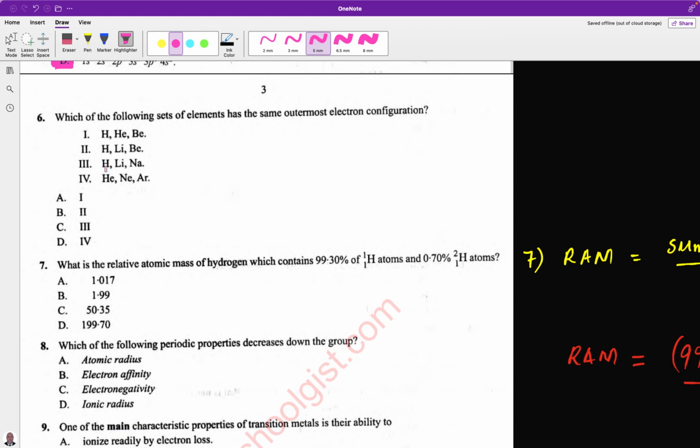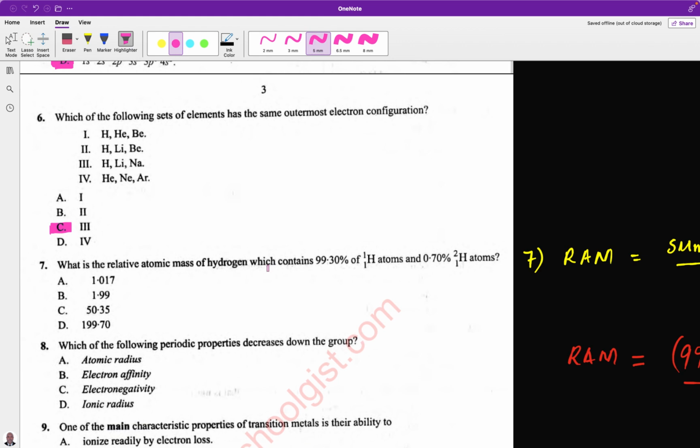So hydrogen, lithium, and sodium have the same outermost electron configuration. So our answer is C. 6 is C. Now let's go to question number 7. What is the relative atomic mass of hydrogen?